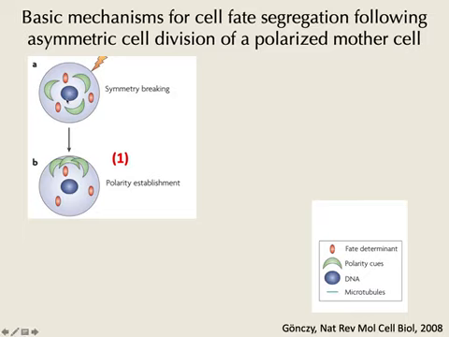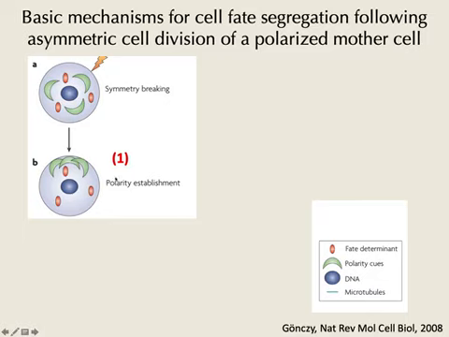So the idea is that you start with a so-called symmetry breaking event, and like I said, this is often extrinsic to the cell. There are some cases of stochastic polarization, but in most biological systems, the symmetry breaking event is deterministic, so it's reproducible, if you will, and it comes from the outside. And I'm going to give you a few examples.